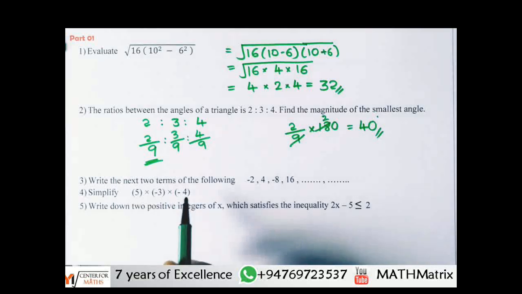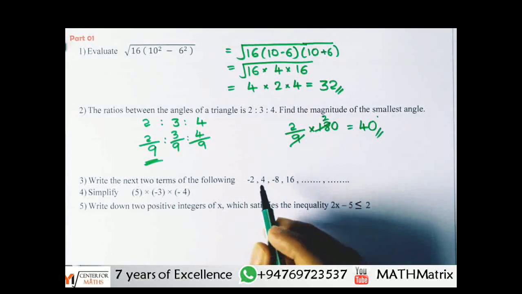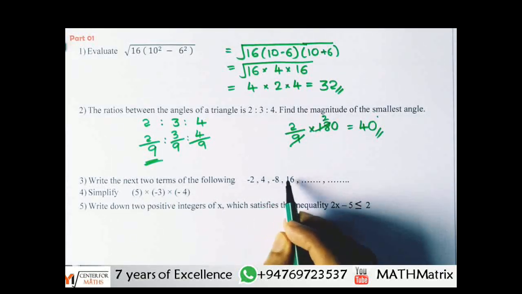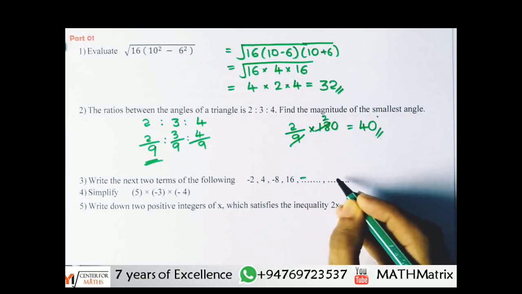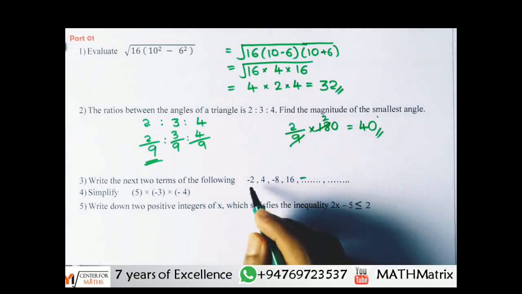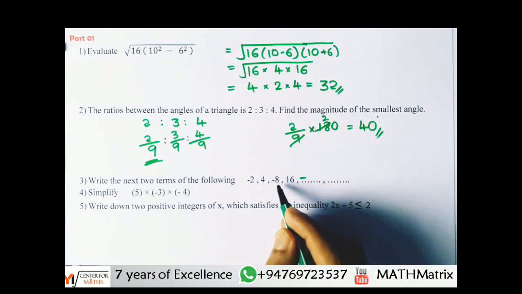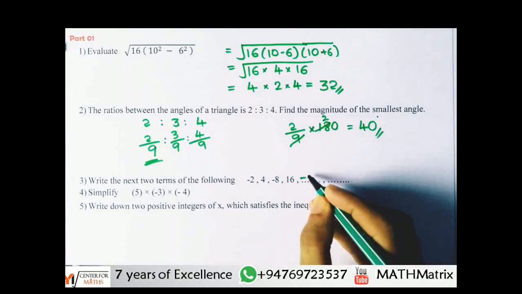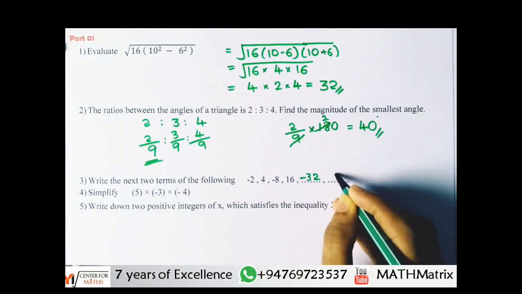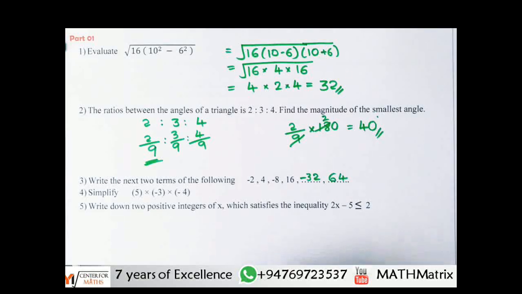Write the next two terms of the following. You can see that it's very easy. Minus, plus, and the next one should be minus and the last one should be plus. And here 2 2s are 4, 4 2s are 8, 8 2s are 16, 16 2s are 32, 32 2s are 64. That's it. They're not asking any other things, like the common ratio or anything, right? Okay, fine. So we'll move to the next one now.